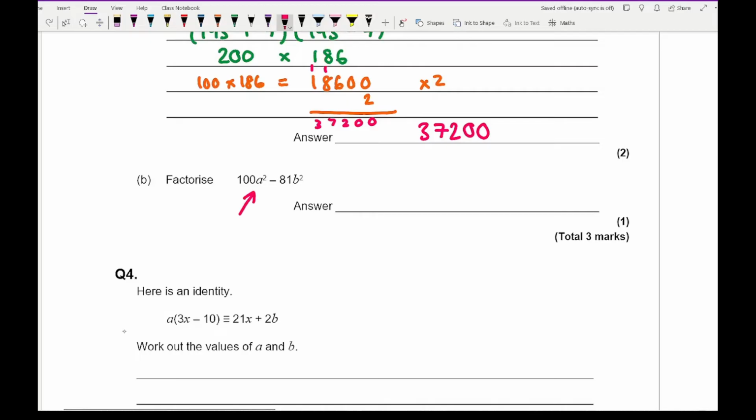Next, question B is not really related to an identity, it's more to do with difference of two squares. So let me just write that topic, but as it's part of that linked question, we'll go through it. So here, if I just create my double brackets, what do you have to square to get 100a squared? Well, 10 times 10 is 100, and a times a is a squared. What do you have to square to get 81? Well, that's going to be a 9. And what do you have to square to get b squared? Well, that's going to be a b. And one's a plus, one's a minus, and the order doesn't matter.